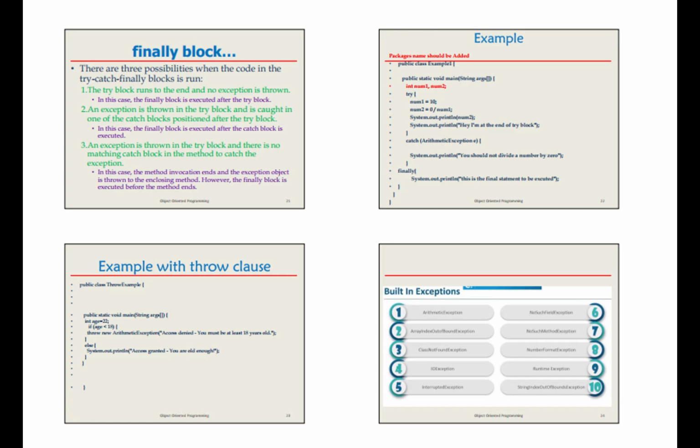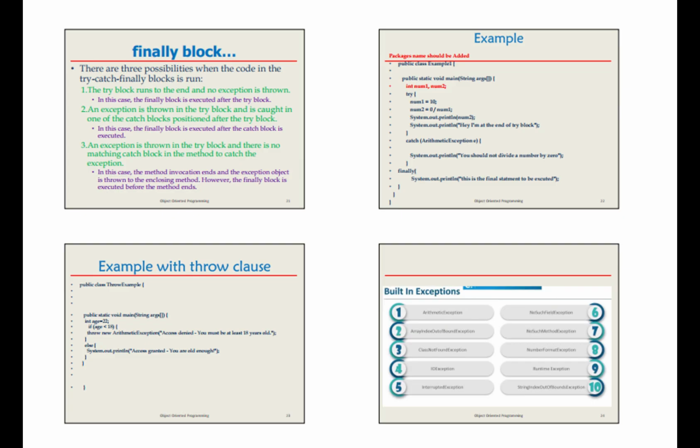There are three possibilities when the code in the try-catch-finally blocks is run. 1. The try block runs to the end and no exception is thrown. In this case, the finally block is executed after the try block. 2. An exception is thrown in the try block and is caught in one of the catch blocks positioned after the try block. In this case, the finally block is executed after the catch block is executed.